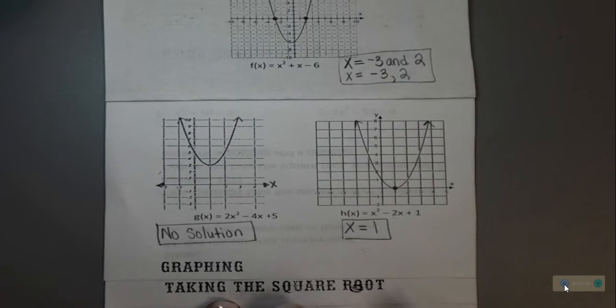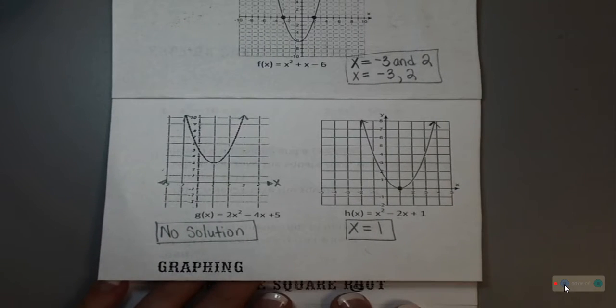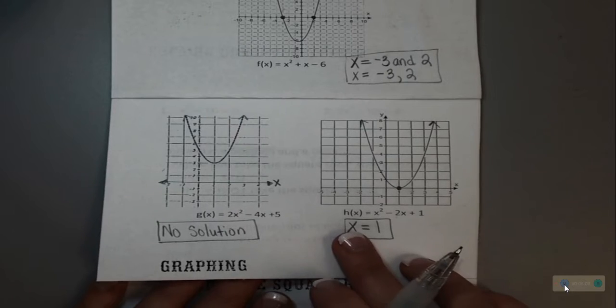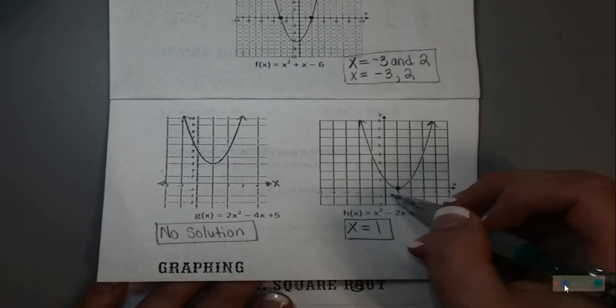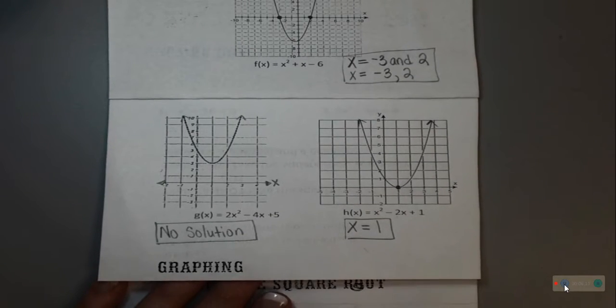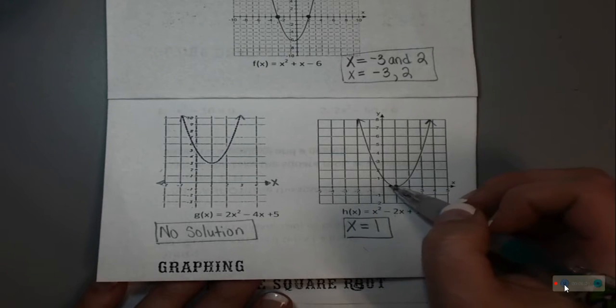All right, so let's solve by taking the square root. Yes, friend? Okay, on the third graph, on H, if it just barely touched it, what would that be? If it's touching it, it's touching it. What if it was right here, in the middle of the line?